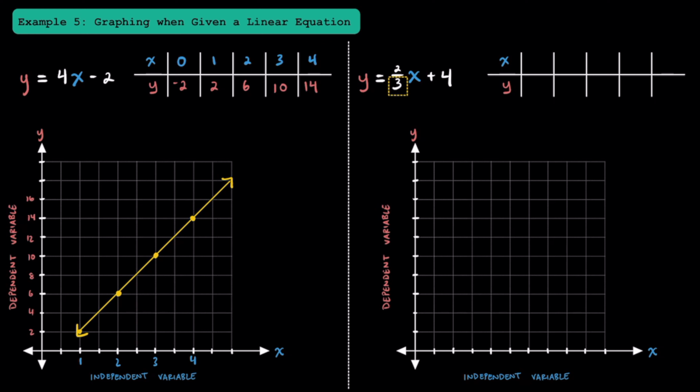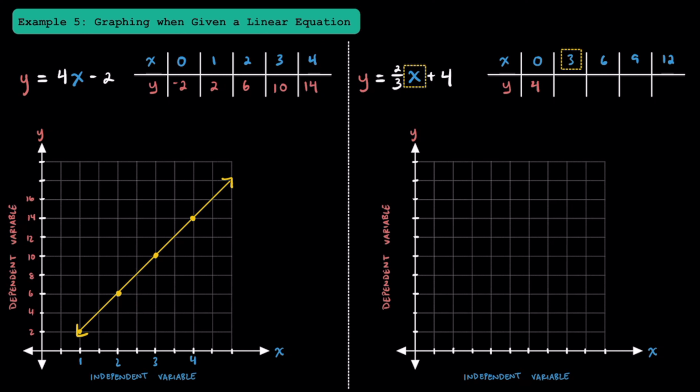Because we have a denominator of 3 for our coefficient, we're going to want to choose multiples of 3 for x so it cross-cancels nicely each time. For the x values here, I'm going to choose 0, 3, 6, 9, and 12. Substituting in 0 for x, we have 2/3 times 0, which is 0, plus 4 is equal to 4.